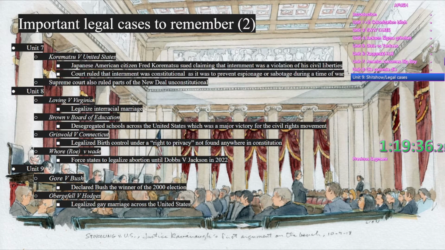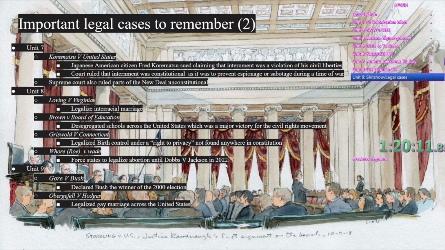So also know that in Unit 8, you had Loving versus Virginia, which legalized interracial marriage. You had Brown versus the Board of Education, which desegregated schools across the United States, which was a major victory for the civil rights movement. You had Griswold versus Connecticut, which legalized birth control under a right to privacy not found anywhere in the Constitution. And you had Roe versus Wade, which forced states to legalize abortion until Dobbs v. Jackson in 2022.